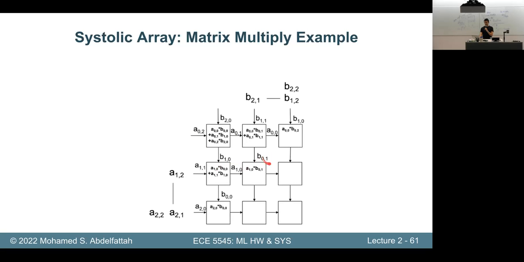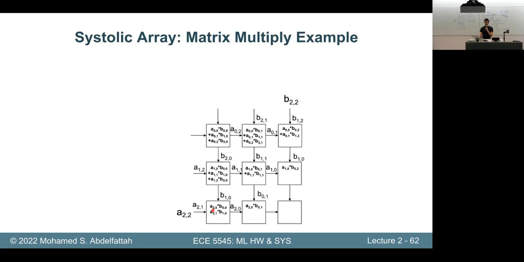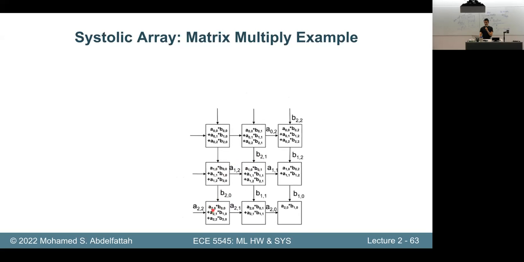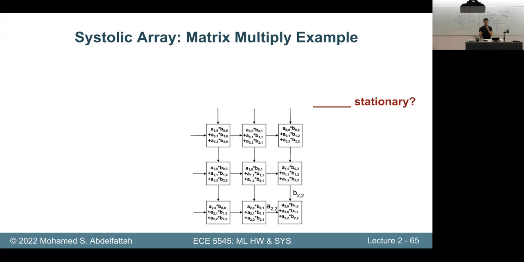So here, again, I'm forwarding B01. B00 made it all the way down here to be multiplied by A20, and so on. So once we get through this, we get the resulting matrix stored into the systolic array, basically.